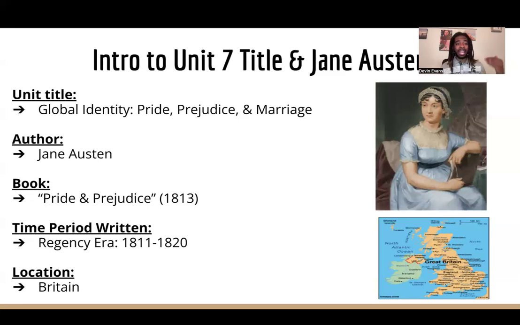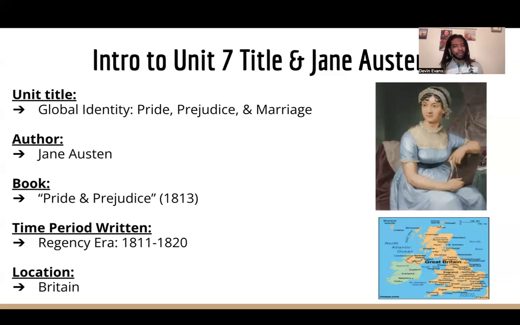Last September, I had you all write out a definition of this term, global identity. And as we end this book in the school year, I'm going to ask you all to revise that now that you've read all the literature over the course of our course. So I call this Unit 7: Global Identity, Pride, Prejudice, and Marriage. All right. So I'm excited because we're going to talk about it today, and I do now warm up about marriage a little bit. You know what I'm saying? Those who've been in love before or want to be in love one day.